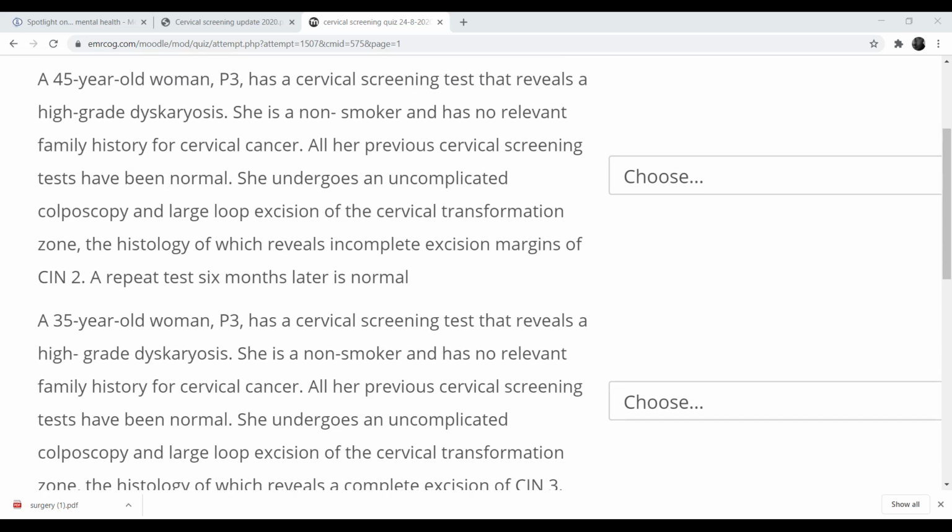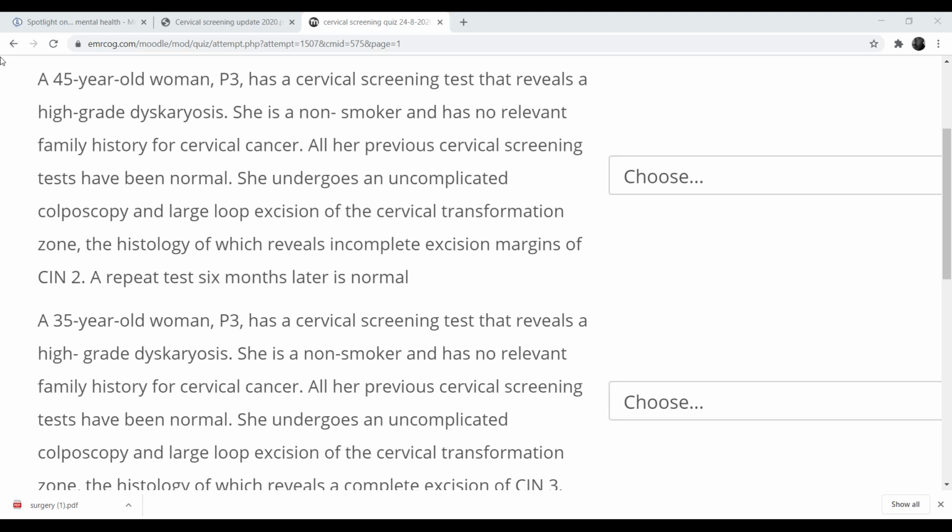So, a 45-year-old woman, para 3, has a cervical screening test that reveals high-grade dyskaryosis. She is a non-smoker, has no relevant family history, and her previous cervical screening tests have been normal. She undergoes an uncomplicated colposcopy and large loop excision of the cervical transformation zone. The histology of which reveals incomplete excision margin of CIN2. Repeat test 6 months later is normal.